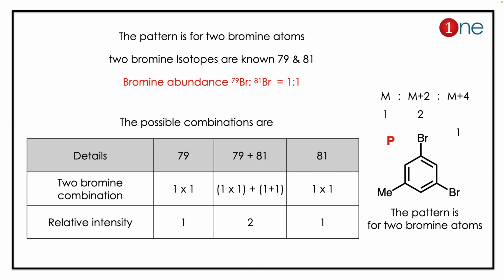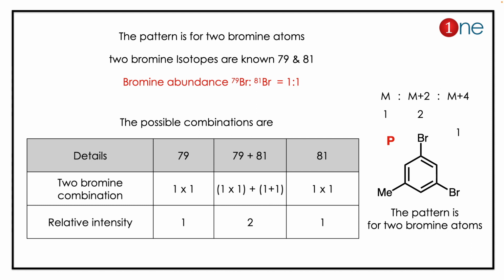Here 79 if you consider as M, and M plus 2 will be 1 plus 1, which is 1 cross 1, which is the 79, 81 configuration, which is 2. Then if you have 2 abundance in 81, so 1 is to 2 is to 1. So the relative intensity of those will be 1 is to 2 is to 1. So our answer is dibromide there.